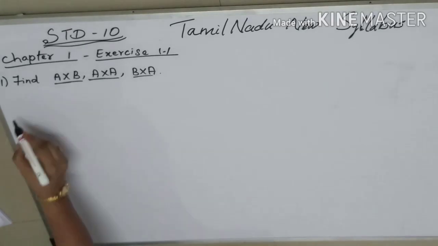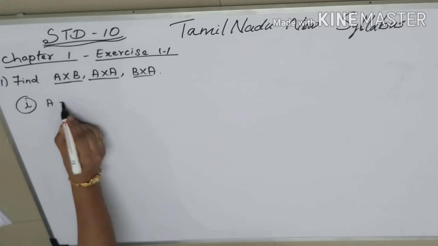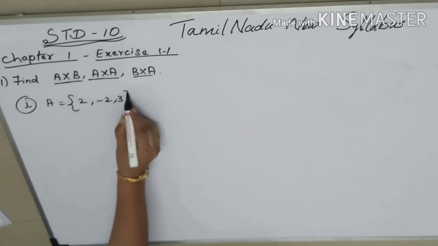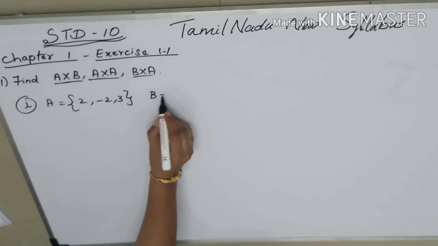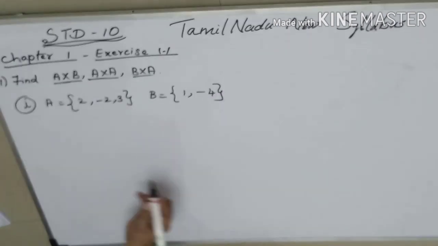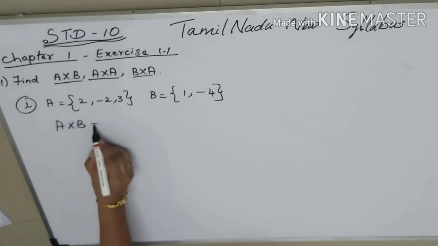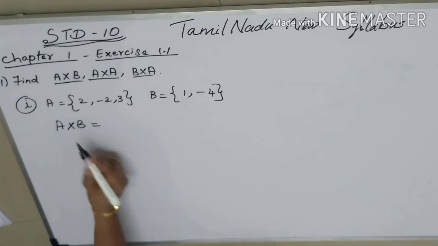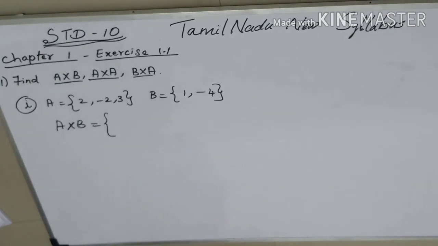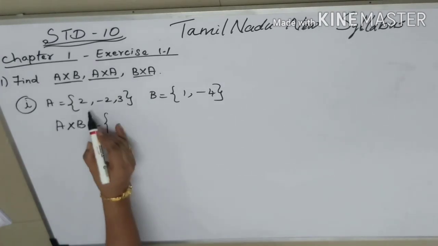A, in that your first subdivision, A is equal to {2, -2, 3}, B is equal to {1, -4}. So what you'll have to do is find your A cross B. Cross is nothing but your Cartesian product. So for your A cross B, you'll have to write it in your ordered pair. Okay, Cartesian product A cross B is nothing but your ordered pair.